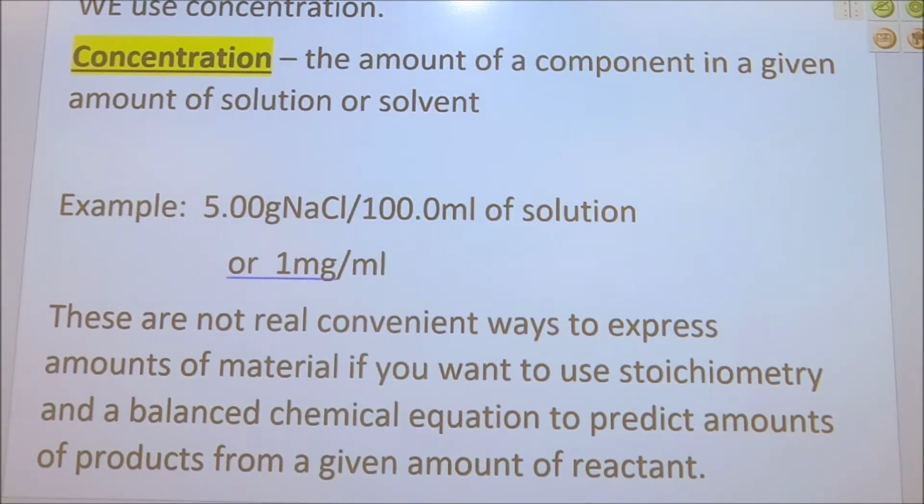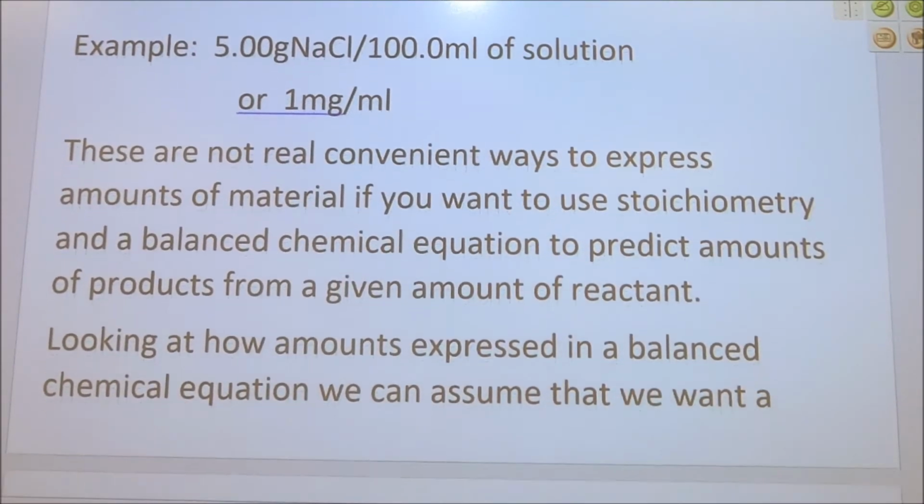Grams per milliliter or milligrams per milliliter as ways to express concentration are common to see in geology. You'll see it in biology some. You'll see it in medicine. It's really not a very convenient way to express concentration for a chemist because we're looking at chemical reactions and we ultimately want to be able to do stoichiometry. And stoichiometry centers around that mole ratio, the mole to mole relationship within a balanced chemical equation.